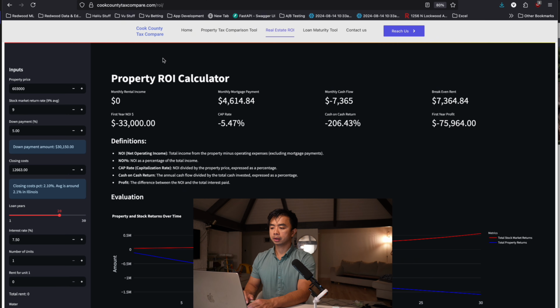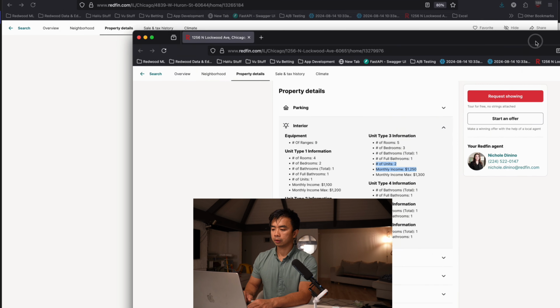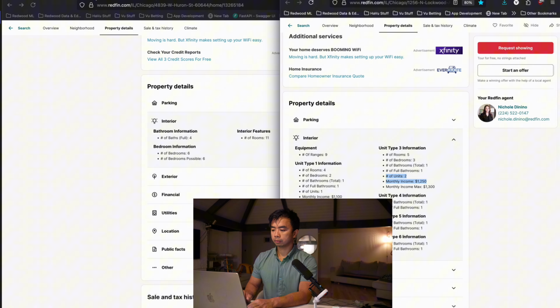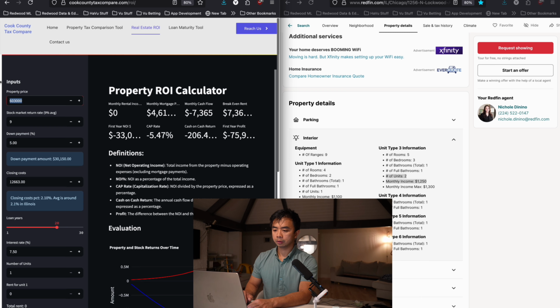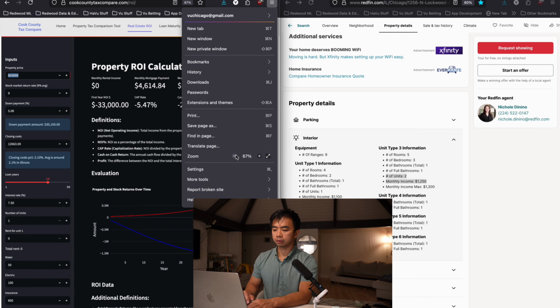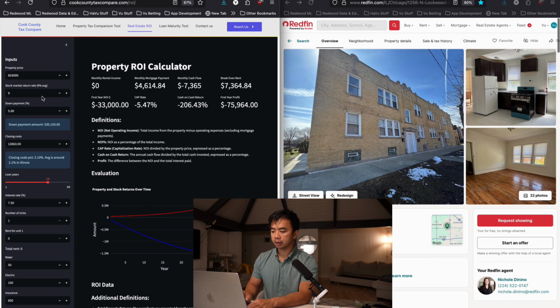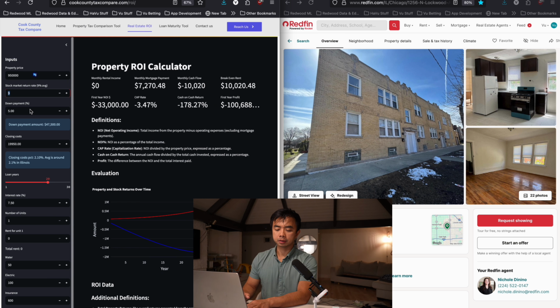Let's put this to the side. Let's go back to the property. So let's minimize this a little bit. The property asking price is $950,000. Now the stock market returns, we're just gonna leave at 9%.